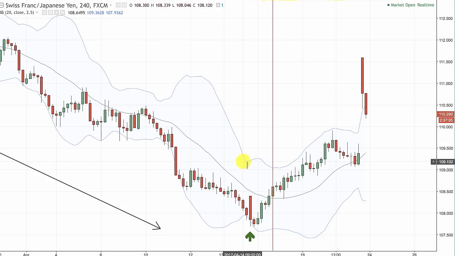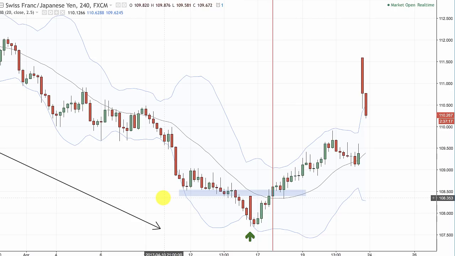You can see also we broke here above this support area here, which is roughly this area. Lots of wicks here, then we broke above it, and this is then showing us a very good sign that the market is reversing. So this is how you can come up with a top-down approach.